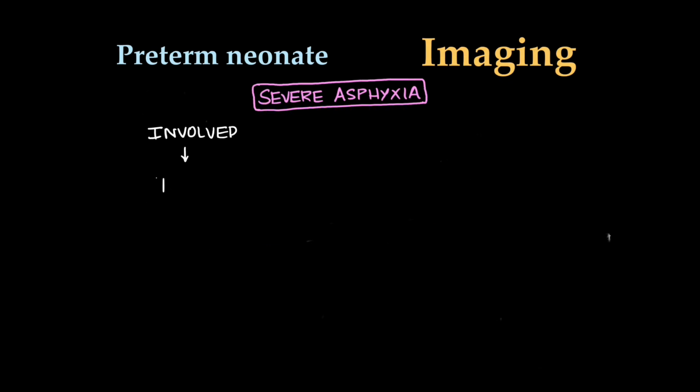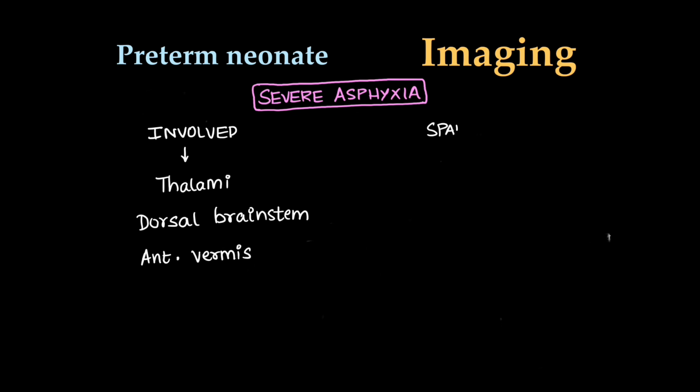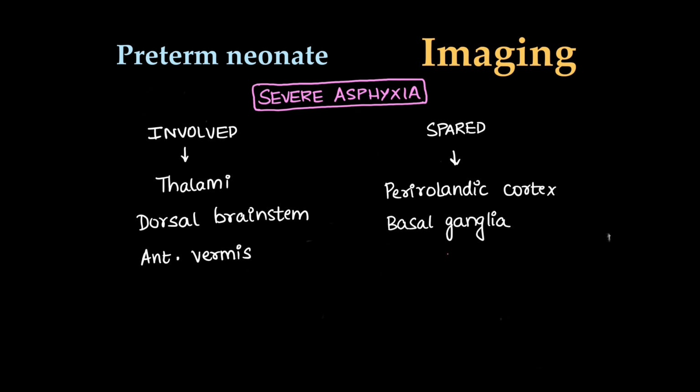When severe asphyxia occurs, the areas involved are again thalami, dorsal brainstem, anterior vermis, etc. What areas are spared? Areas like perirolandic cortex and basal ganglia are usually spared in this because they show late myelination. So in term neonate they are myelinating, hence they are damaged. In preterm they are not myelinating yet, so they are less likely to be damaged.